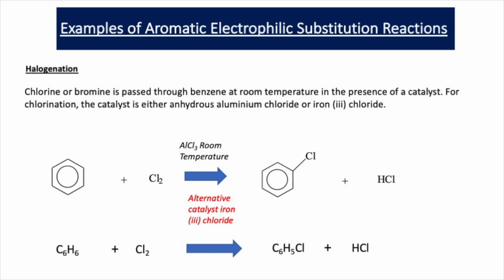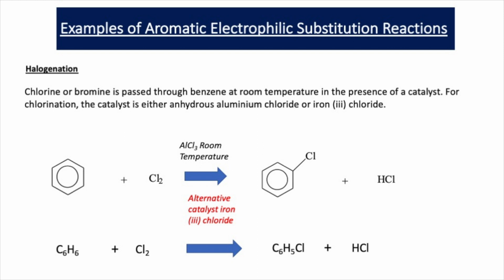Now, in the halogenation of benzene, benzene is reacted with chlorine or bromine in the presence of a catalyst such as anhydrous aluminium chloride, or iron bromide in the case of bromine and benzene, and a substitution reaction takes place where a hydrogen on the benzene ring swaps with a halogen atom.